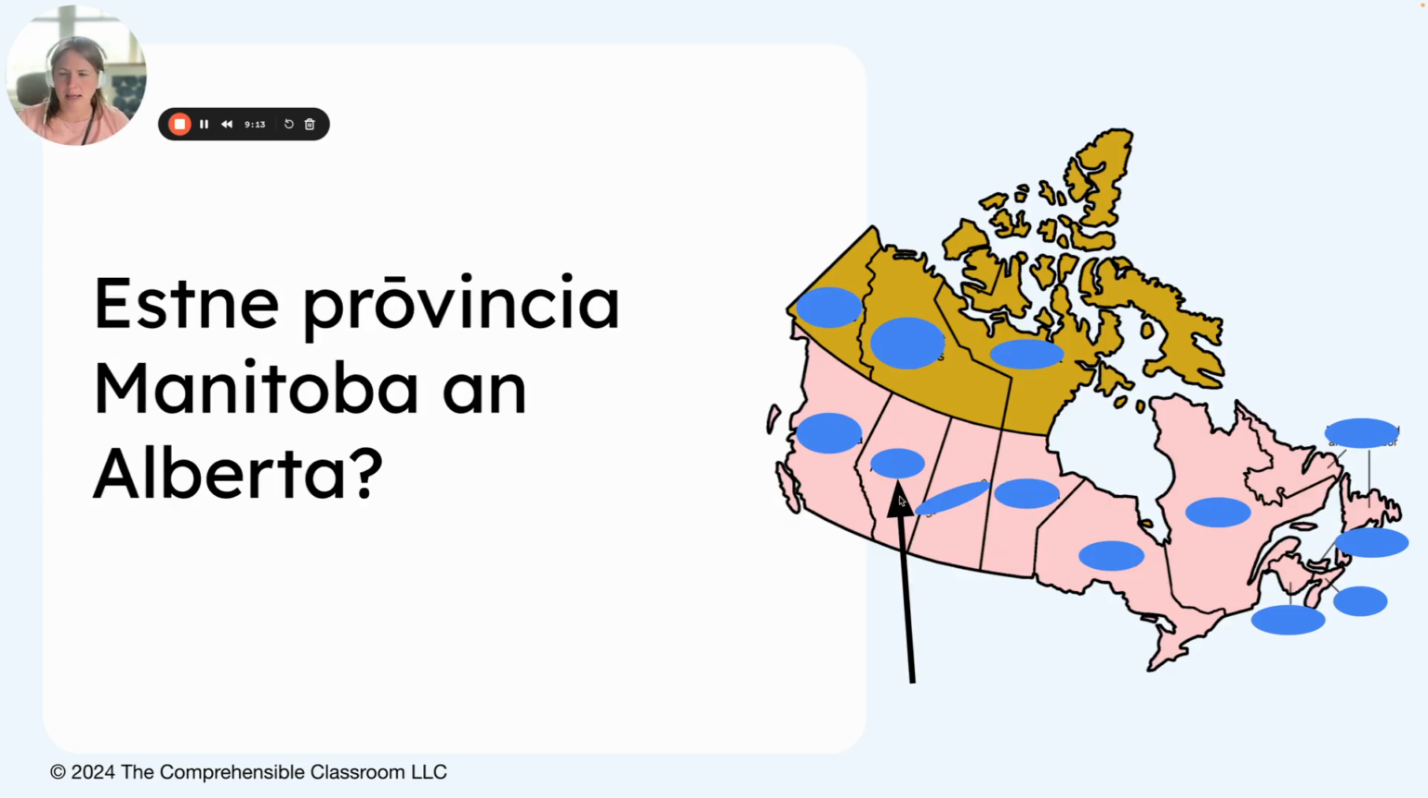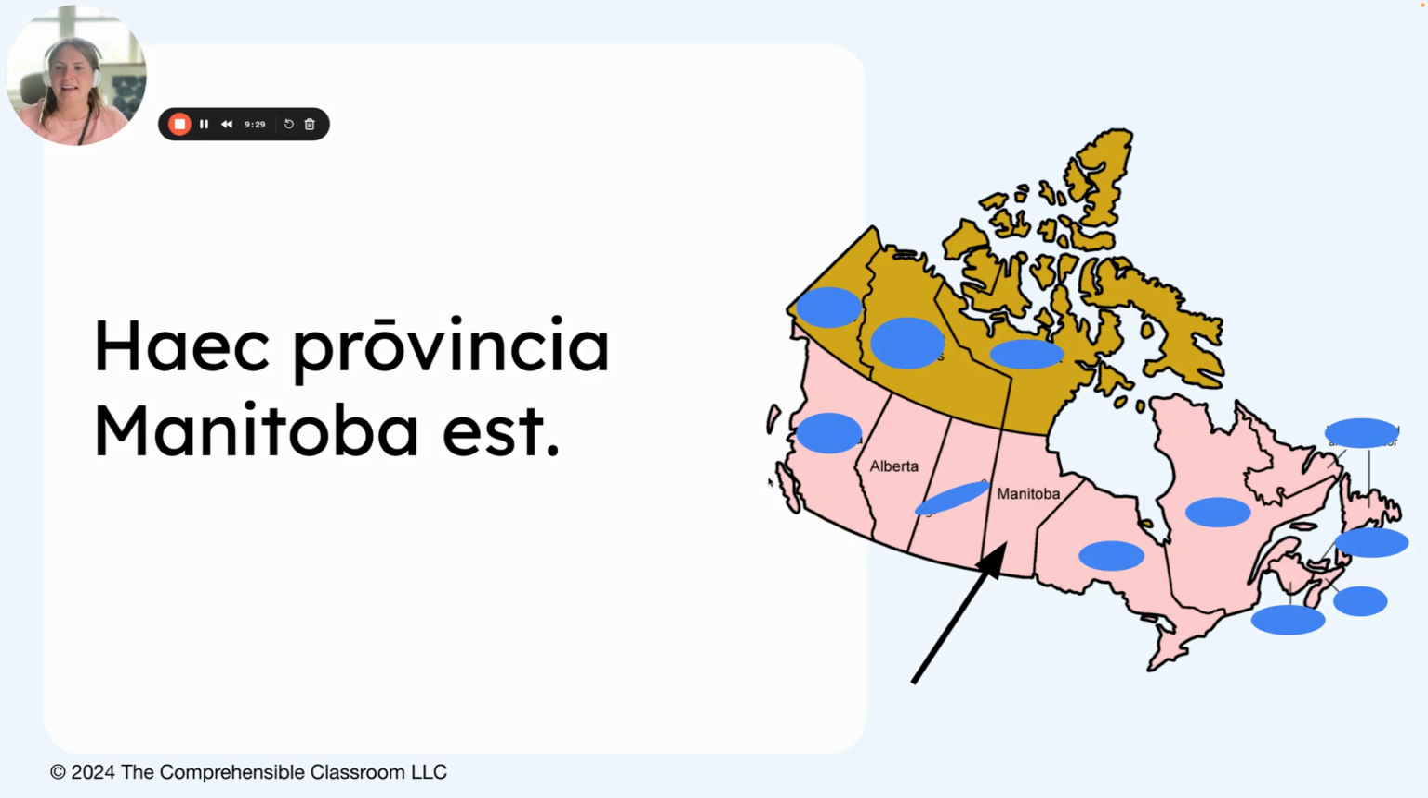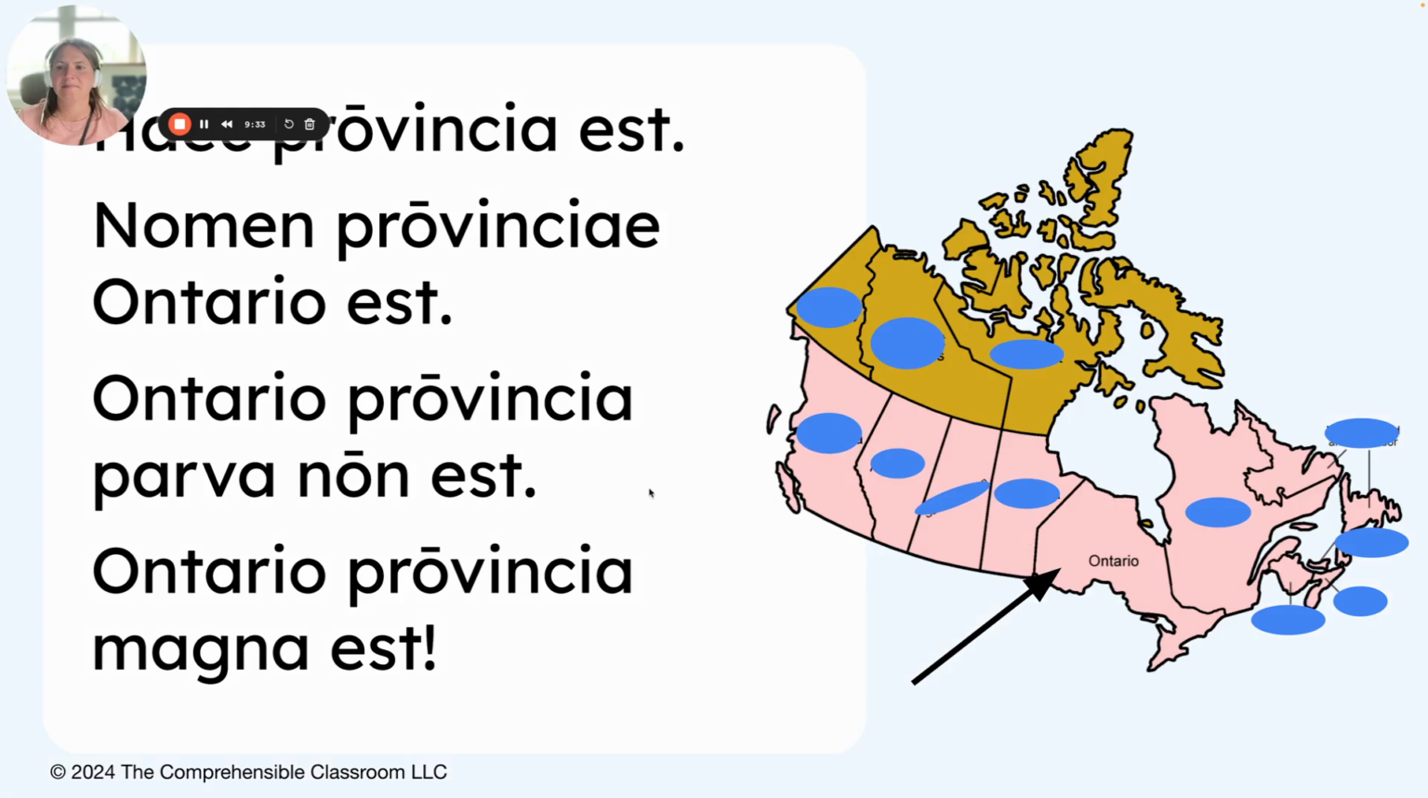Esne provincia Manitoba an Alberta? Bene, nomen provinciae Alberta est. Haec provincia Manitoba est. Haec provincia est. Nomen provinciae Ontario est.